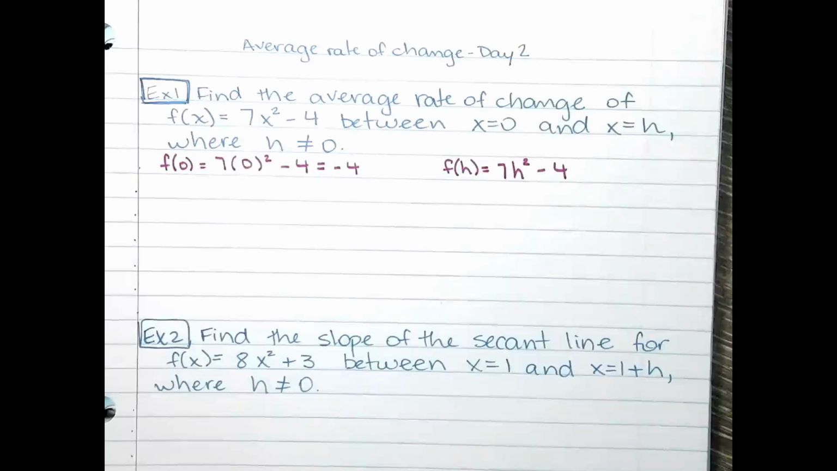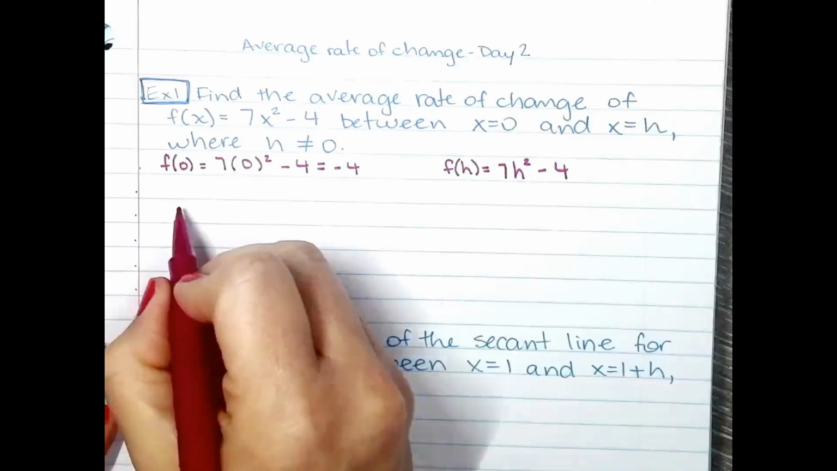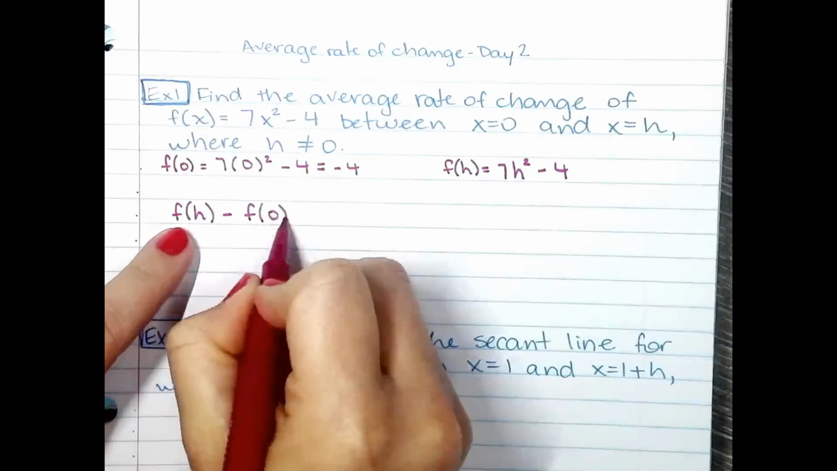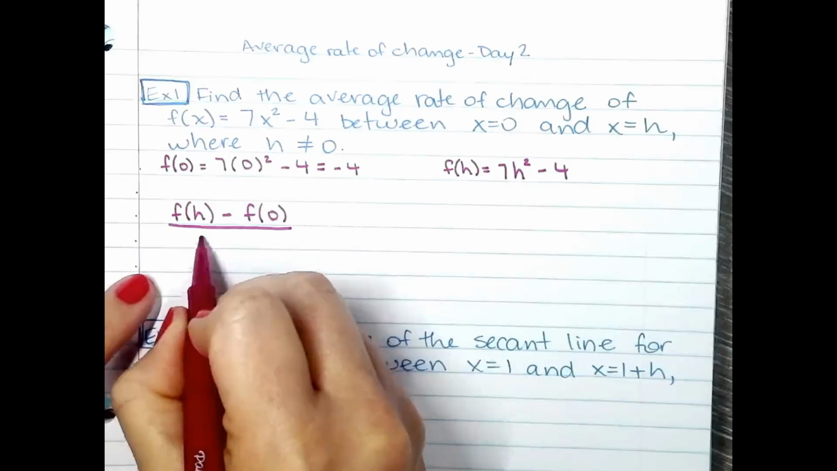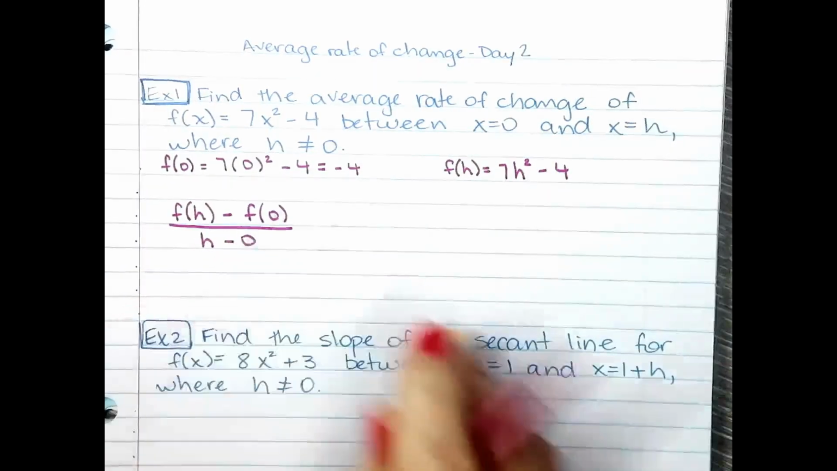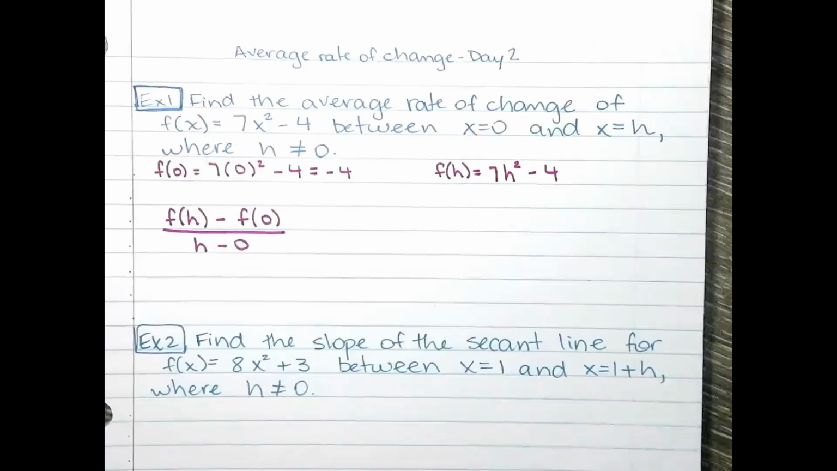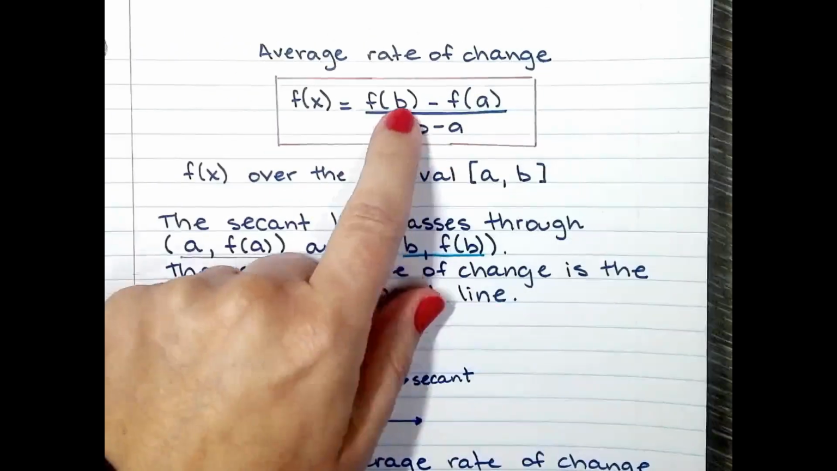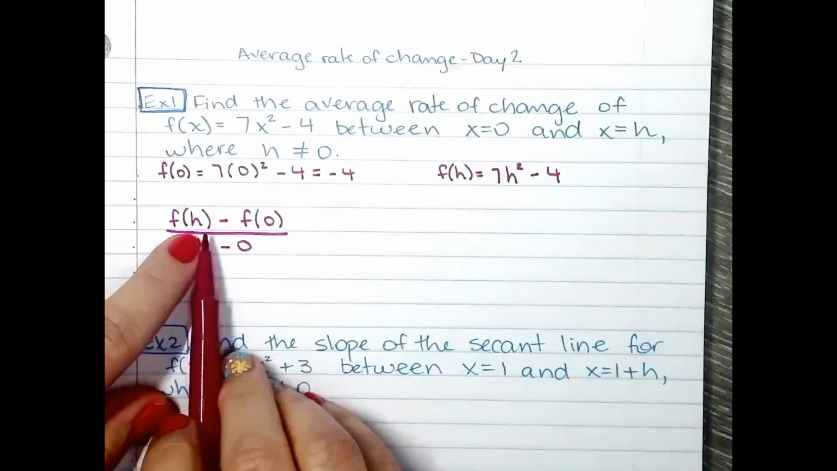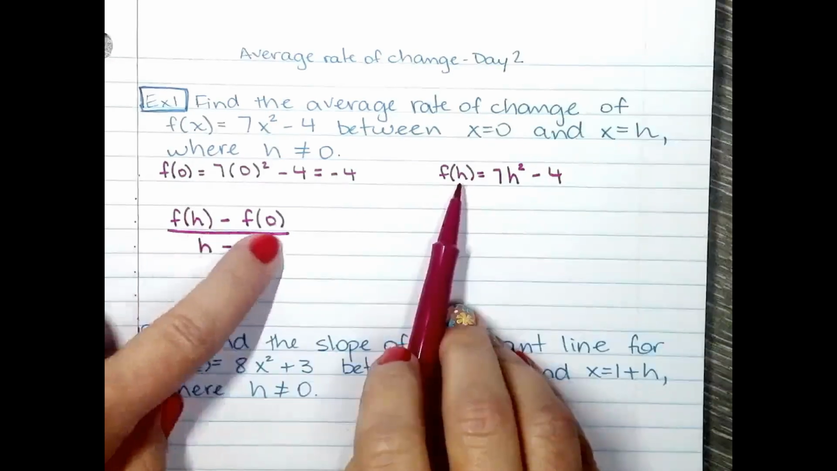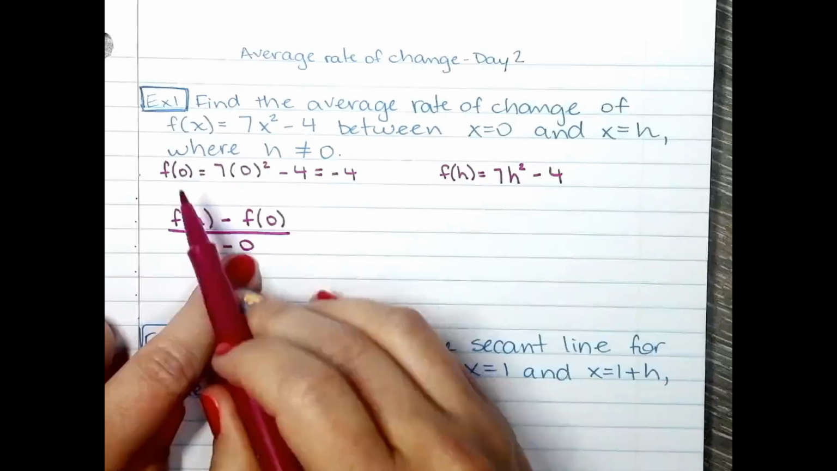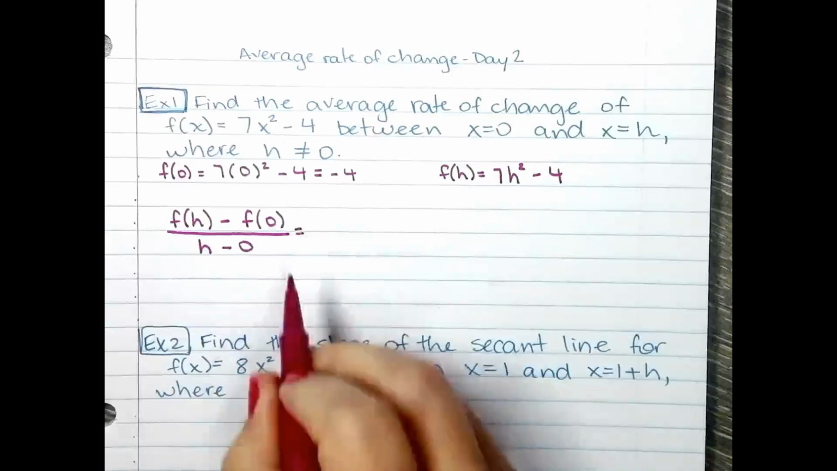You're like, okay, now what? So the formula from yesterday was the change in y over the change in x. So here, the change in x, it's h minus 0. I'm going to show you yesterday's formula again. So f of b minus f of a, and then b minus a. Same thing I have here, f of b minus f of a, and then b minus a. Okay, just keep it consistent.